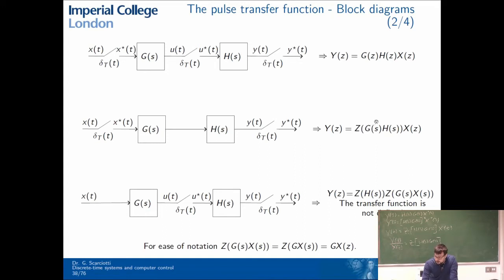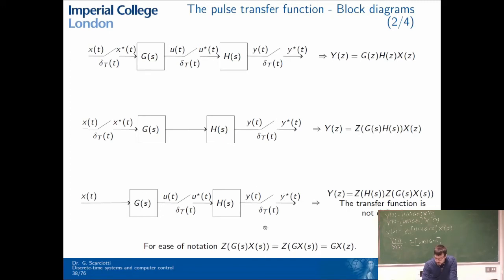Okay? The difference is that here we have the product of g of z and h of z, because there is a sampler between g of s and h of s. Here there is no sampler, so what happens is that g of s and h of s will have to be seen as a unique function, okay? And we have to compute the z transform of the product of the two functions.